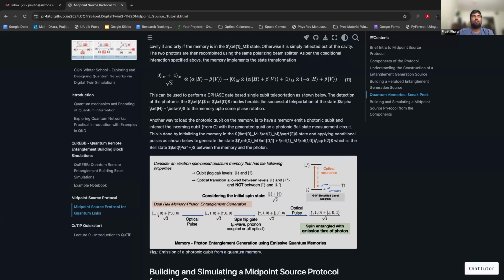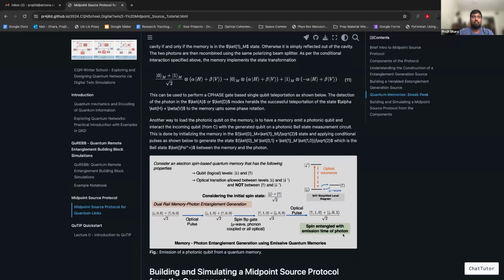So if I'm in a spin down or spin up state and I apply an optical pulse, only half of the state has a photon and the other half has not emitted a photon. And if I flip the spin and apply the optical pulse again, then the other half will generate the photon the next time. And so the spin is entangled with the emission time of the photon.